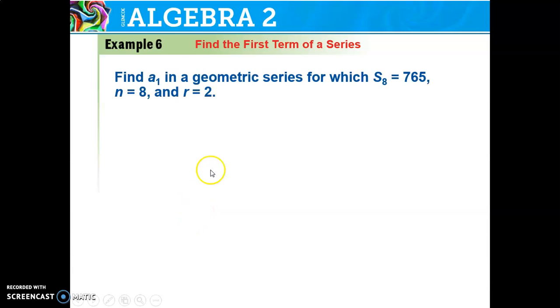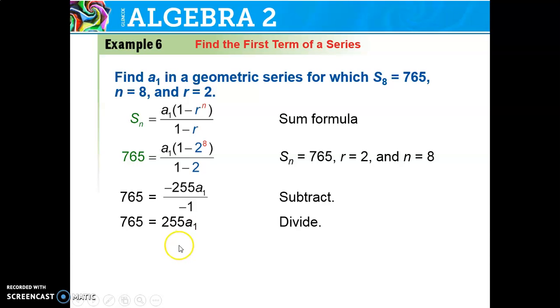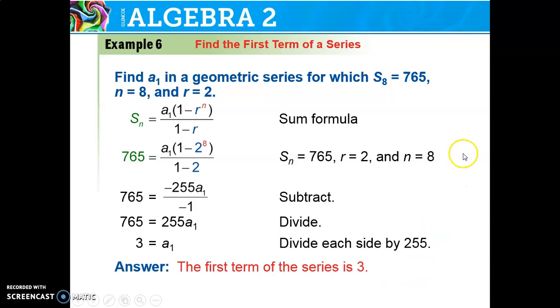So, finding the first term of a series. We need to find the first term. We know the sum of the first 8 terms is 765. We know there are 8 terms, and we know the ratio is 2. So if we set up the formula for finding the sum, we have everything but a sub 1. So we can substitute, we can simplify, and then we can solve by reducing and dividing. So we get the first term is equal to 3.